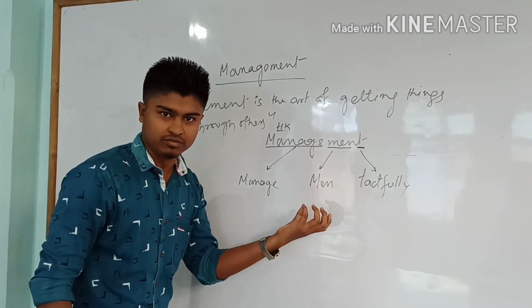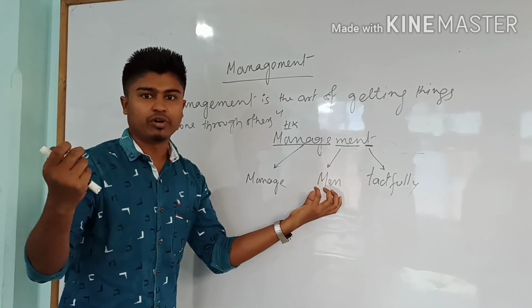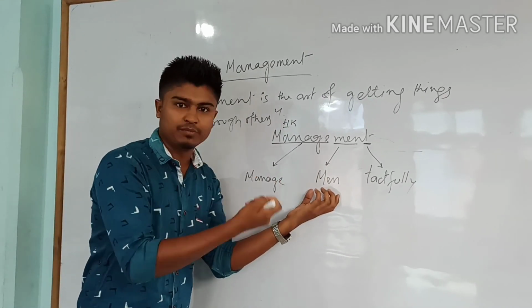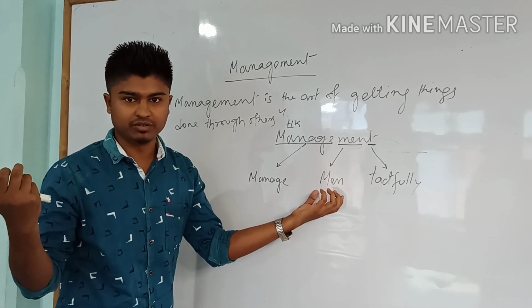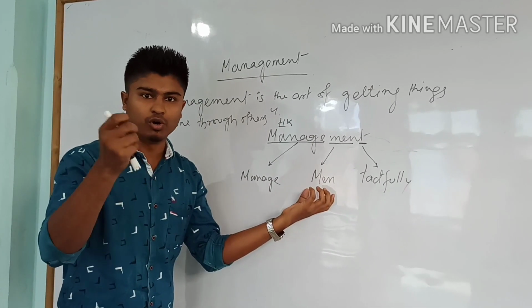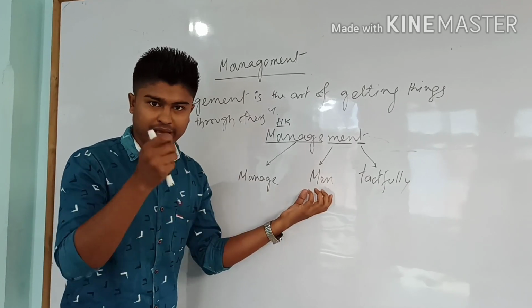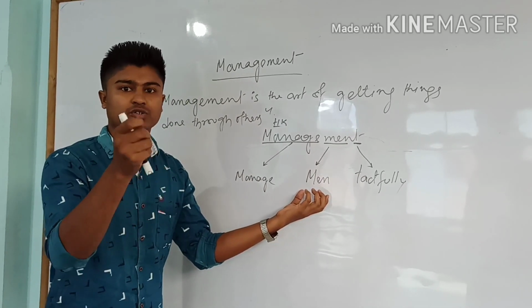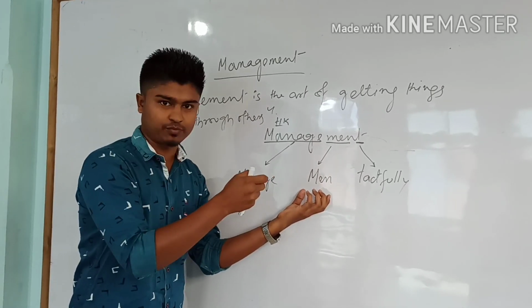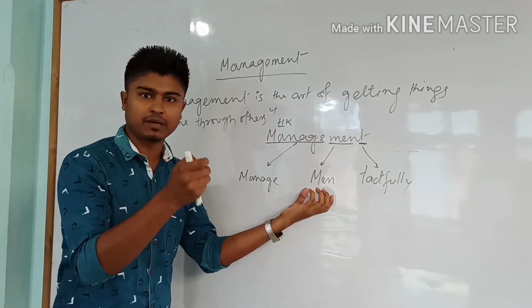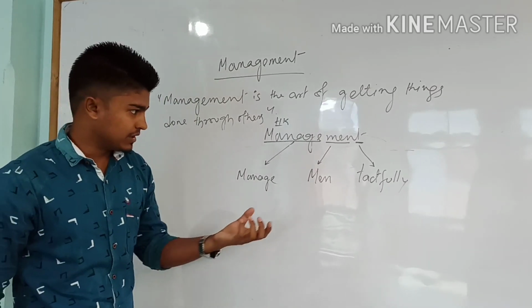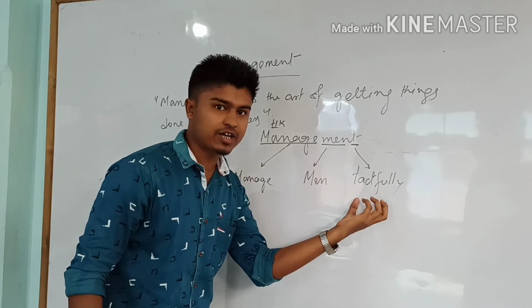Next, man. In a very common or general sense, we know man is a male or female being. But from an organization or production point of view, man is one of the important factors of production out of the four factors of production: land, labor, capital and organization. And the third one is ment, meaning tactfully.